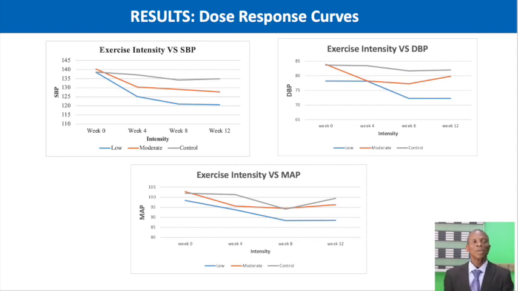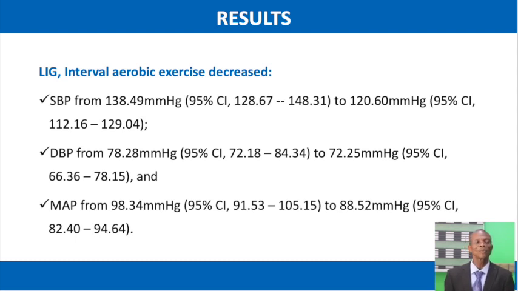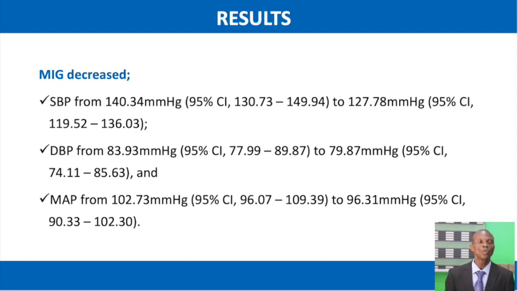From the results, in the low intensity group, systolic blood pressure reduced from 138.49 to 120.60 millimeter of mercury, while diastolic blood pressure reduced from 78.28 to 72.25 millimeter of mercury, and mean arterial pressure reduced from 98.34 to 88.52 millimeter of mercury. The moderate intensity group had their systolic blood pressure reduced from 140.34 to 127.78 millimeter of mercury, while the diastolic blood pressure reduced from 83.93 to 79.87 millimeter of mercury, and the mean arterial pressure reduced from 102.73 to 96.31 millimeter of mercury.